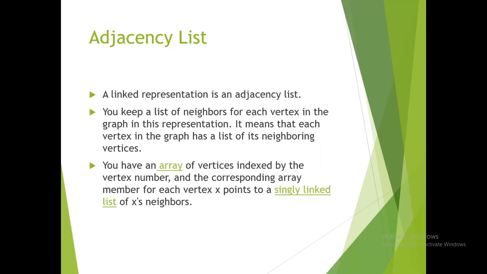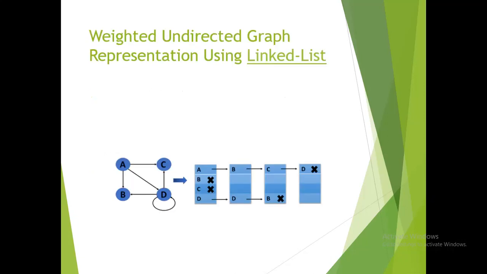Adjacency list. A linked representation is an adjacency list. You keep a list of neighbors for each vertex in the graph in this representation. It means that each vertex in the graph has a list of its neighboring vertices. You have an array indexed by the vertex number, and the corresponding array entry for each vertex x points to a singly linked list of x's neighbors.